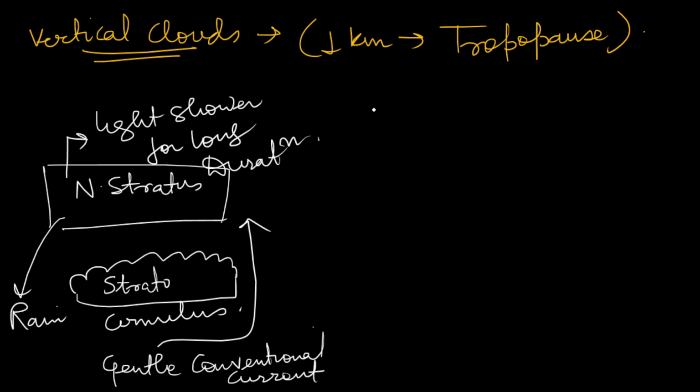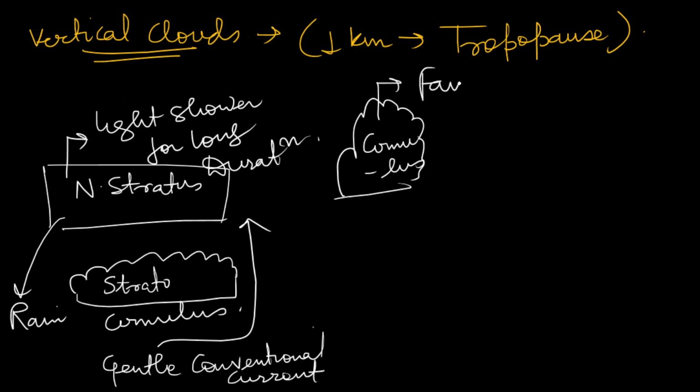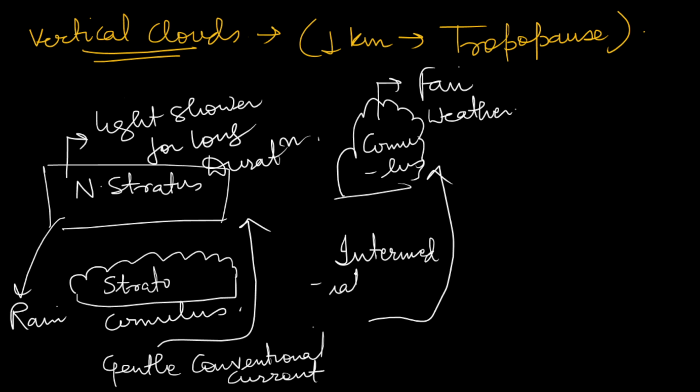Now we have cumulus clouds. They are fair weather clouds. The weather will be good when these clouds are there. In cumulus clouds there is an intermediate convectional current, that is, the convectional current is not too high, not too gentle.